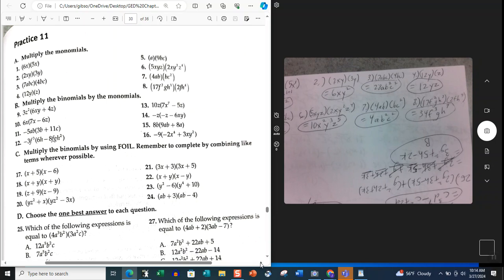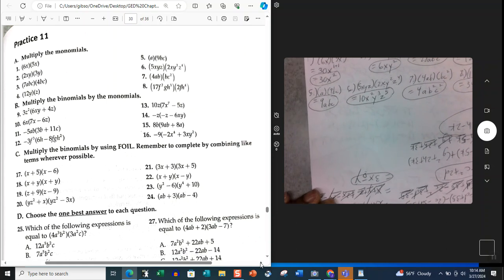Now we come down here from 9 to 16. Now we're going to multiply the binomials by the monomials. So let's look at number 9.